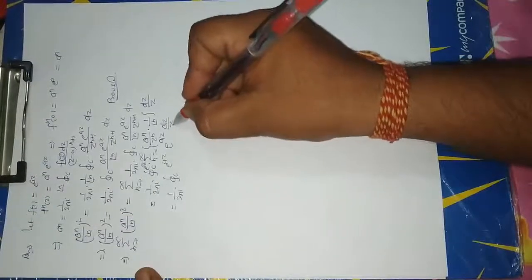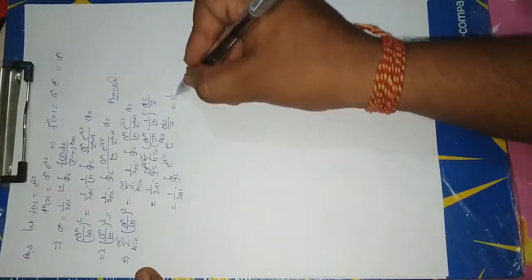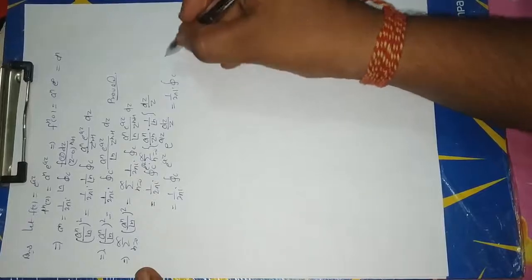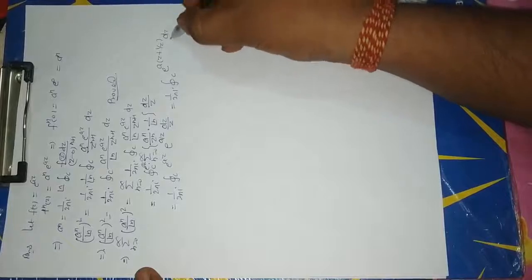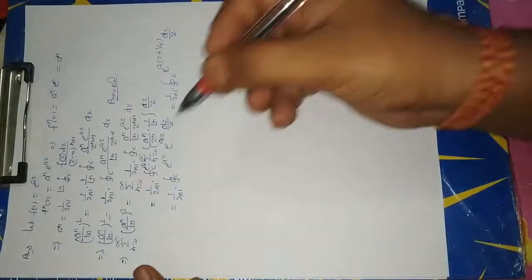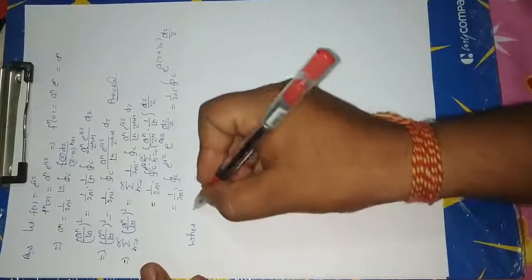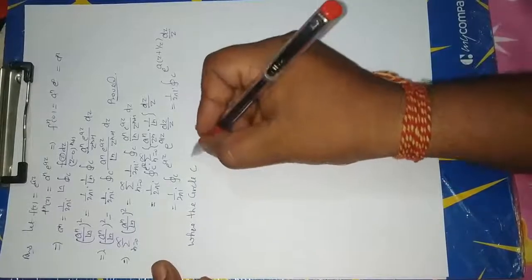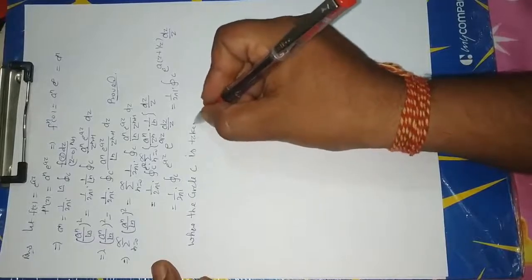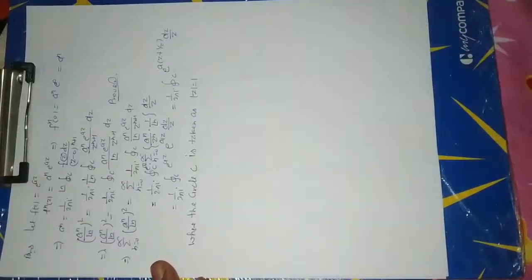Now dz upon z as well as, that is 1 upon 2 pi i integration over contour C e to the power a (z plus 1 upon z) dz upon z, where the circle C is taken as modulus of z equal to 1. That is, the circle is a unit circle whose center is the origin and radius 1.